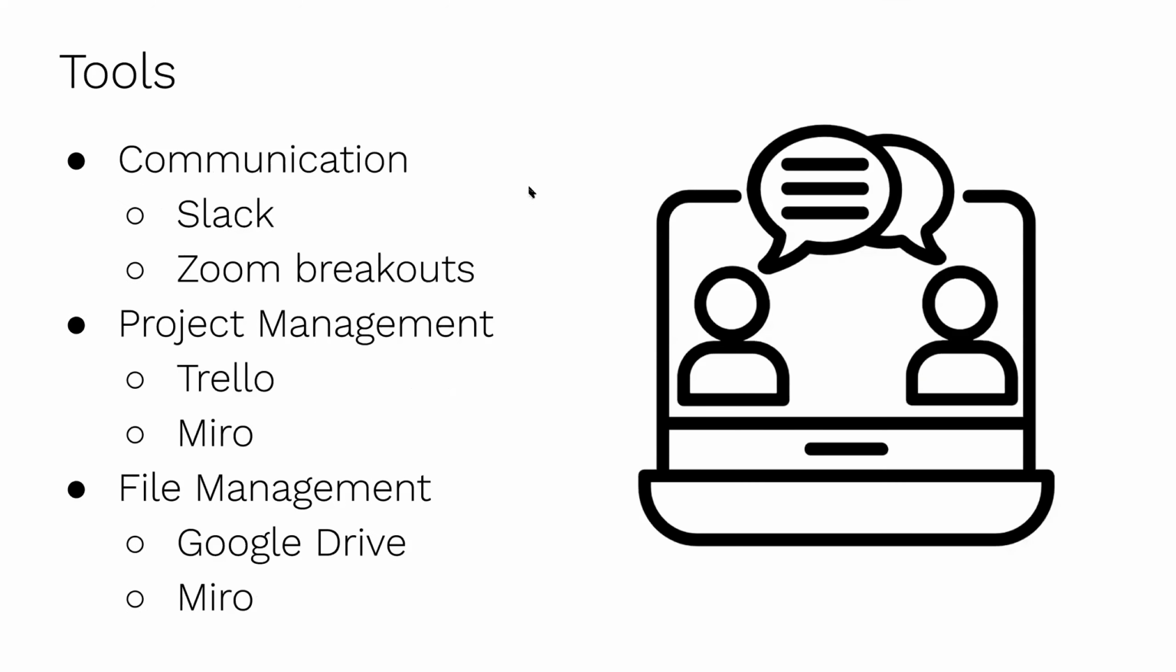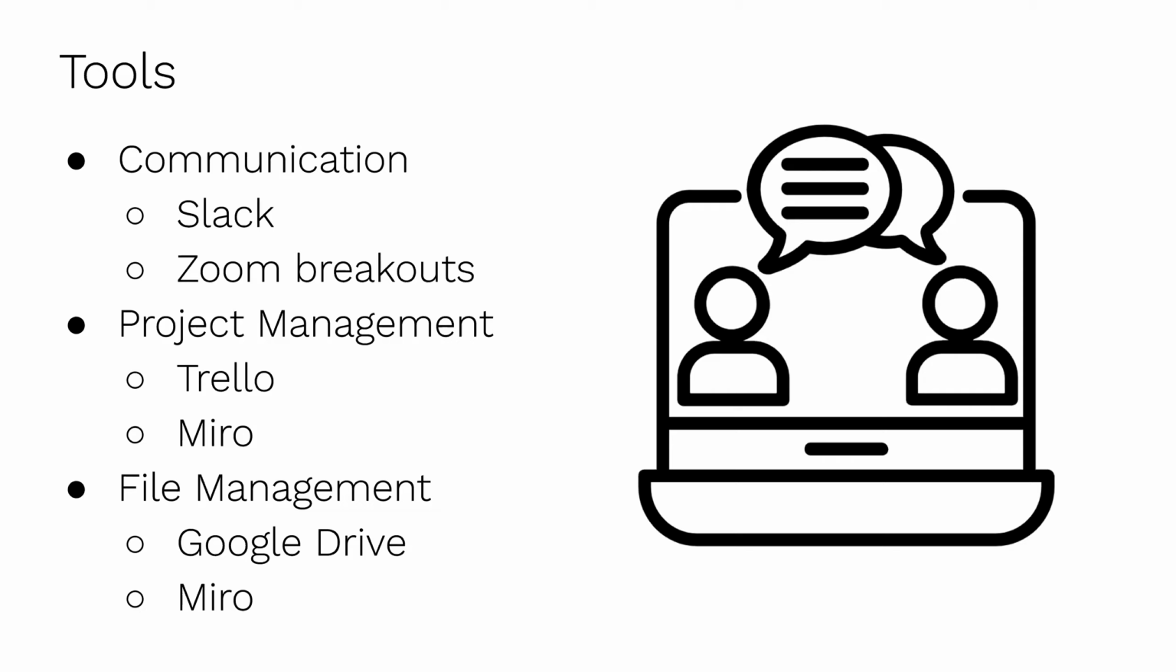Some of the tools that I used to make this happen include communication tools. So I use Slack for asynchronous communication and some chat during class and during work time. That was also a place where the TA and I provided some technical support. And then we also use Zoom breakouts pretty frequently. Sometimes the students set up their own Zoom meetings and their own breakouts. And then sometimes I would set it up and I just had standard breakouts.